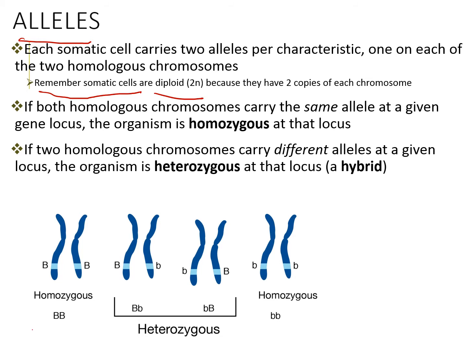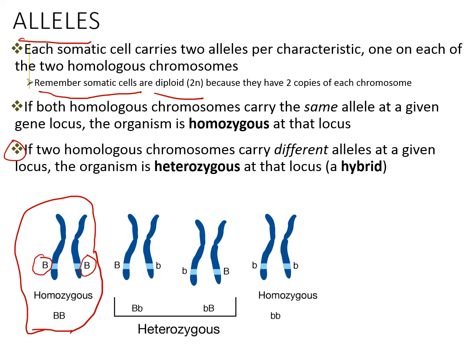We can look down here at the bottom left. This homologous pair, excuse me, both of the chromosomes have a big B for that gene. And this is just an abbreviation for what type of allele it is. Big B on that chromosome, big B on this one, so they are homozygous. It's the same. The next one, if two homologous chromosomes carry different alleles at a given locus, we say that the organism is heterozygous at that locus, or that it is a hybrid.